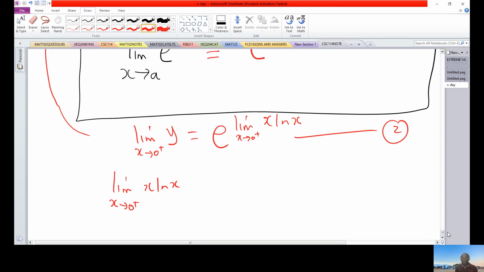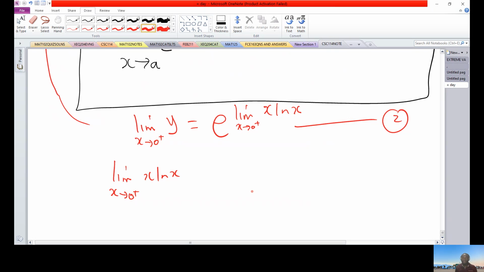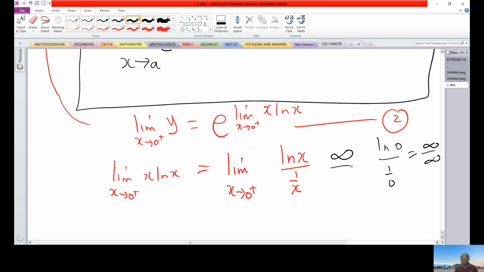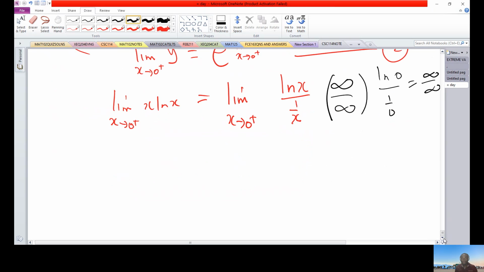Call this equation 2. This can be written as the limit as x approaches 0 from the right of ln of x over 1 over x. By rewriting this function x ln of x in this form, when you replace x with 0, we'll have the case of infinity over infinity, which will allow us to apply L'Hospital's rule.